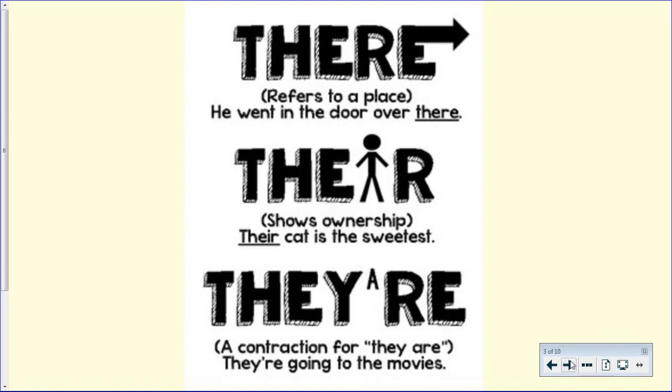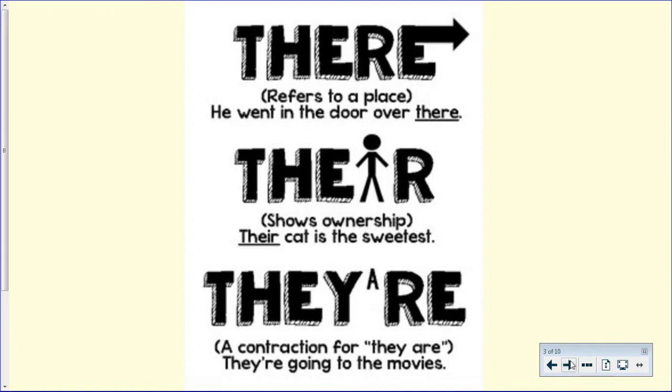T-H-E-R-E. Remember that word there has got here in it as well. So think of that as the place one. There, E-I-R. Their cat is the sweetest. It's the one that belongs to somebody, so that ownership one. And it has an I in it, so think I belong.